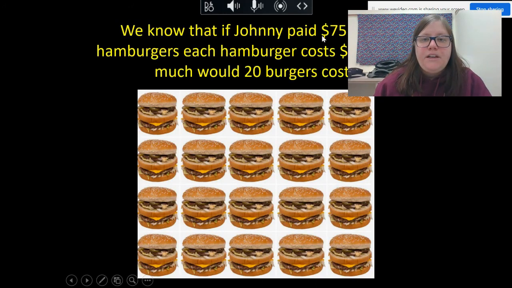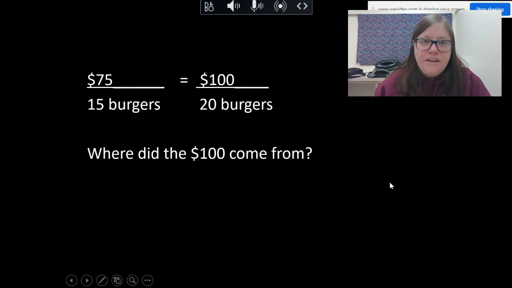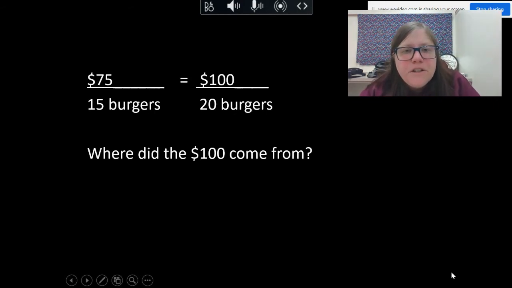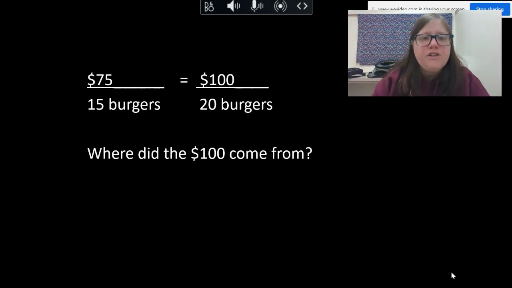So we know he paid $75 for 15. Each one is 5. How much would 20 burgers cost? Just asking it again. It would cost 100. So where does that 100 come from? That's what they're going to show us.